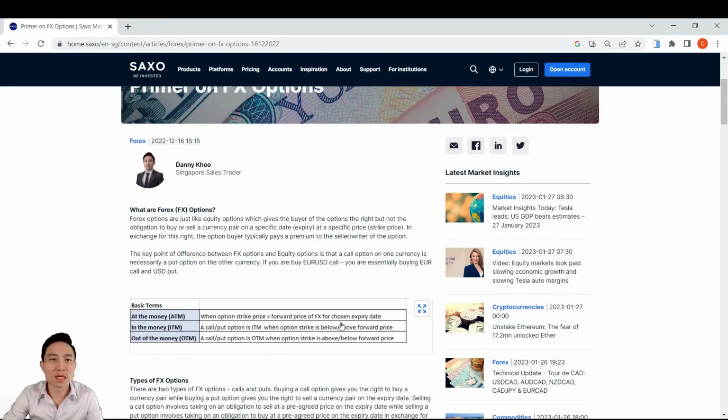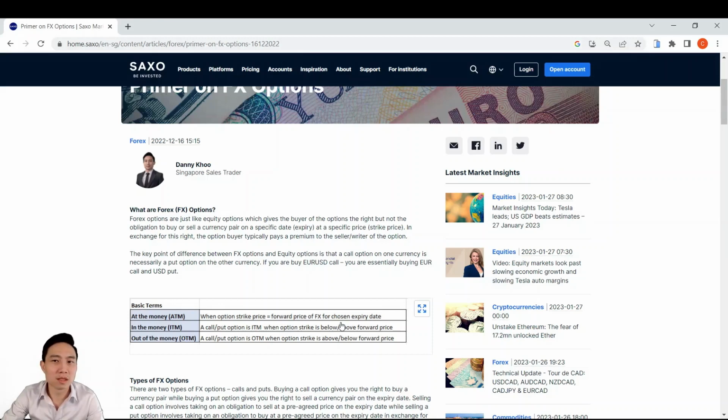When I say an option is at the money, in the money, or out of the money, what does it mean? So at the money, or in short ATM, is when the option strike price is equal to the FX forward price of the chosen expiry date. So let's say my 1 month FX option has a strike price of 1.05. So if the 1 month FX forward is trading at 1.05, my option is at the money. It is important to note that the reference price here is the FX forward, since options have an expiry date out in the future, as opposed to using the FX spot.